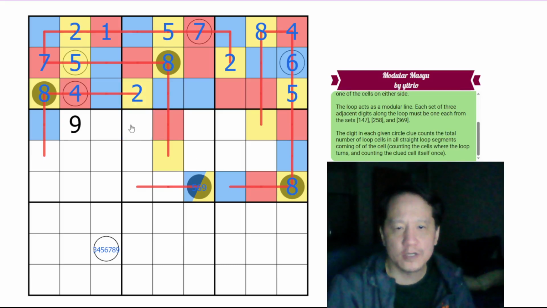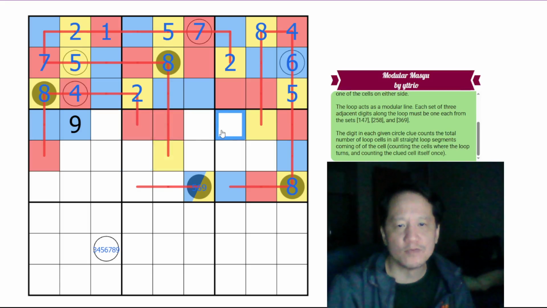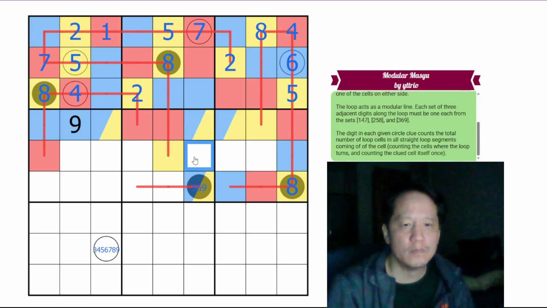This has to turn here. So then this is red. That means the rest of row... This is blue. Red, yellow, blue, red. The rest of row 4 is blue, blue and yellow. This is blue and red.